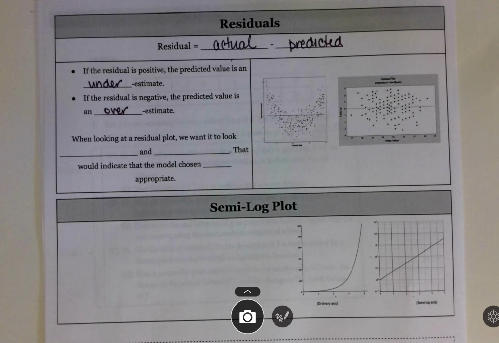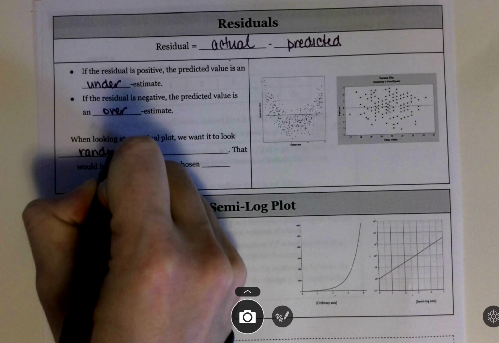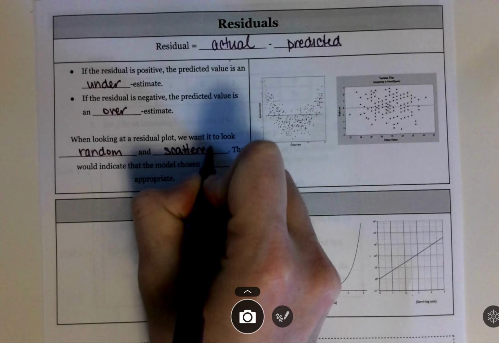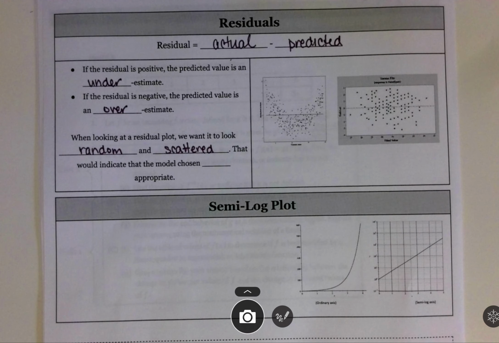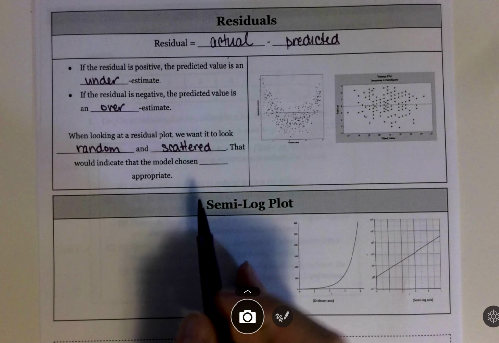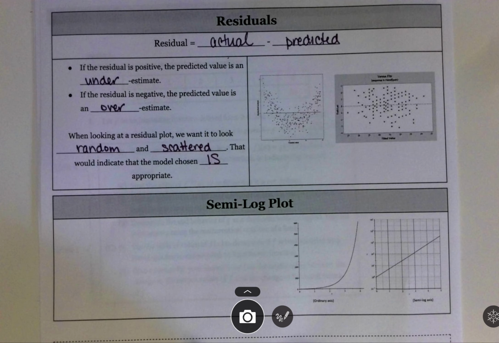When we are looking at a residual plot, we want it to look random and completely scattered. We do not want a pattern. We do not want all of the residual points to be an overestimate or all to be an underestimate. We want it to be random, scattered, and pretty evenly dispersed. If this is true, then this would indicate that the model chosen is appropriate.